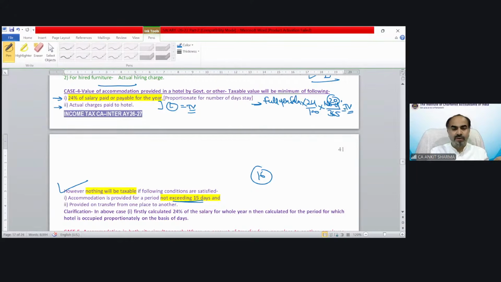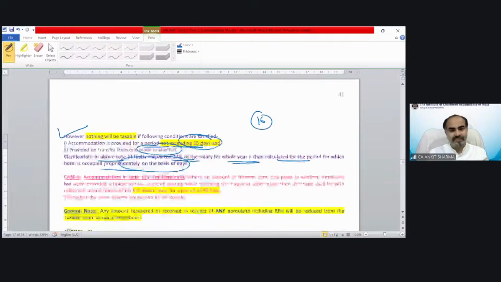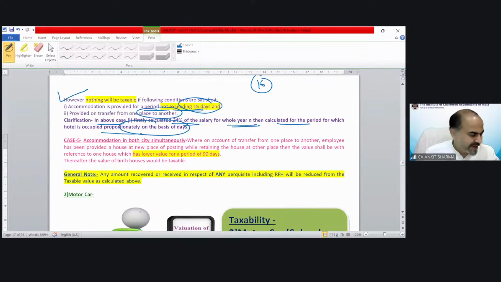However, nothing will be taxable if the following condition is fulfilled: accommodation is provided for a period not exceeding 15 days and due to transfer of job. The clarification says, firstly, calculate 24% of salary for the whole year and then calculate the period for which the hotel is occupied, proportionate to the number of days. That was case number 4. So we have gone through 4 cases of rent-free house. First one was unfurnished, in which first was government, second was other cases, third was furnished case, fourth was hotel accommodation in case of job transfer, and now the fifth one is the last case of rent-free. In case of job transfer, hotel provision is this.